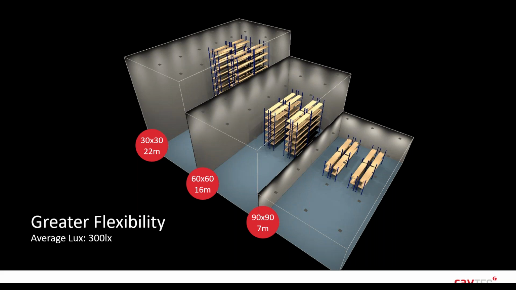From the example above, you can see that the intensity of the light at floor level in each room is almost identical, despite being mounted at different heights. So overall, each room is generating an average of 300 lux. This is due to the beam angle variations that are available within the range. Also, as the ceiling height decreases, we're also decreasing the number of fittings that are being used, so overall this reduces costs.